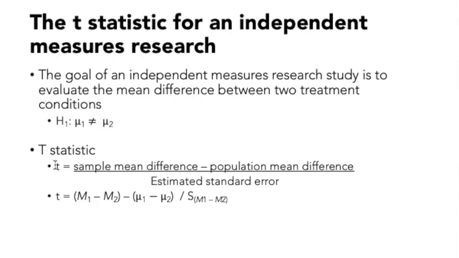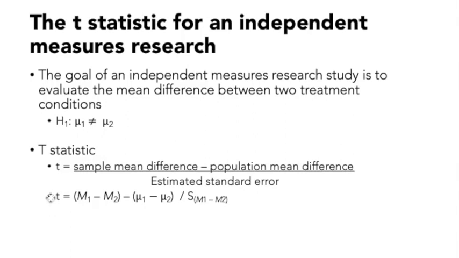So this is the basic t-statistic. So this is the formula. In the t-statistic, what we do is a very simple calculation. You have to have your sample mean difference, okay? So sample mean difference minus population mean difference, and then you divide it by the estimated standard error.